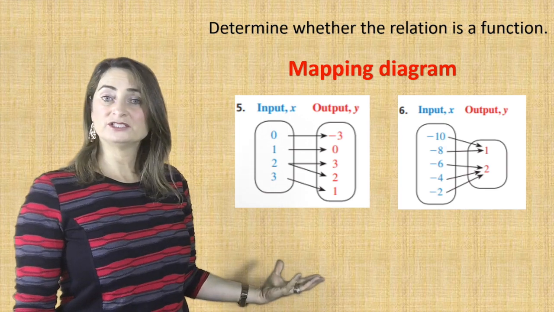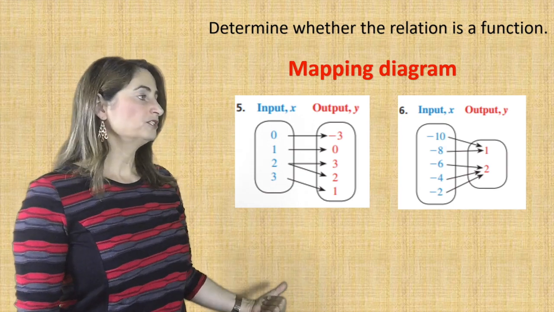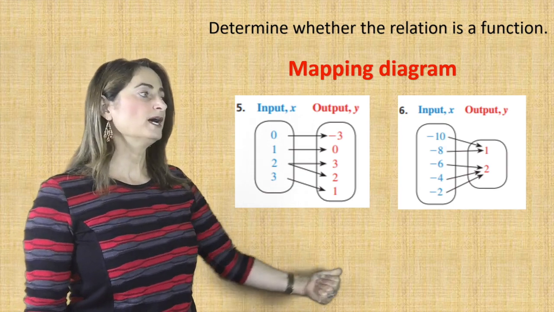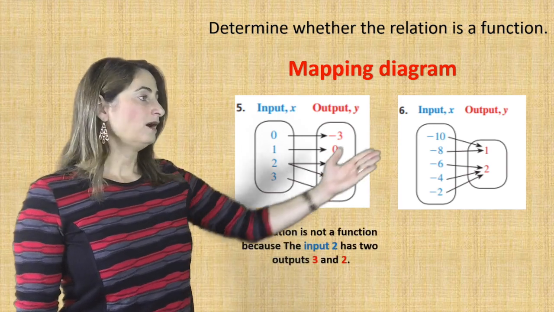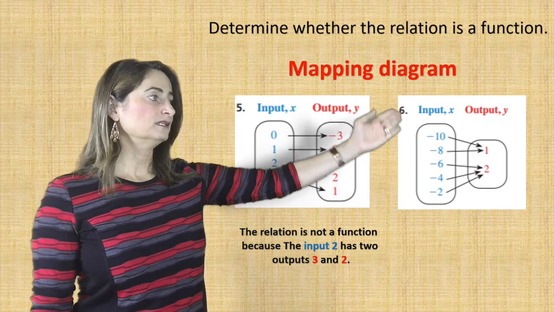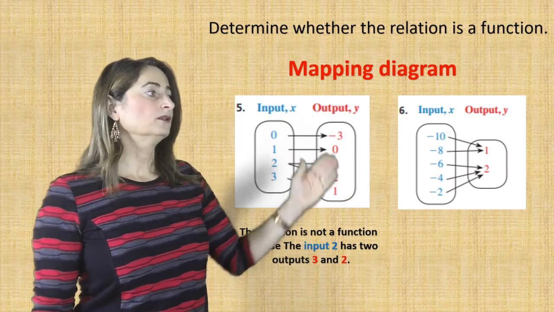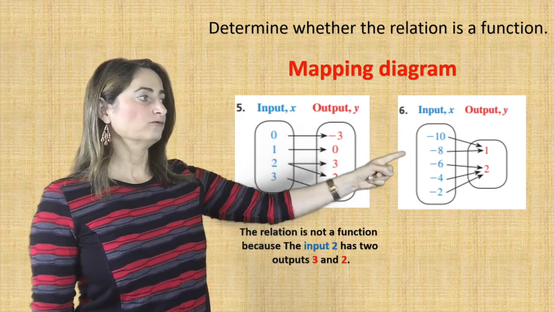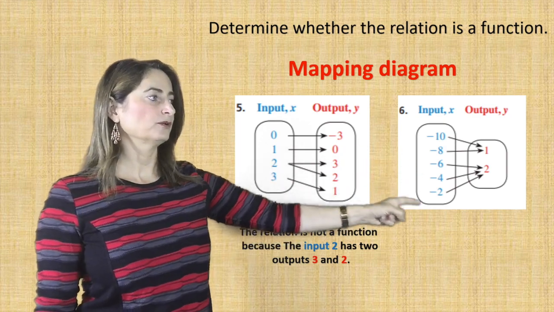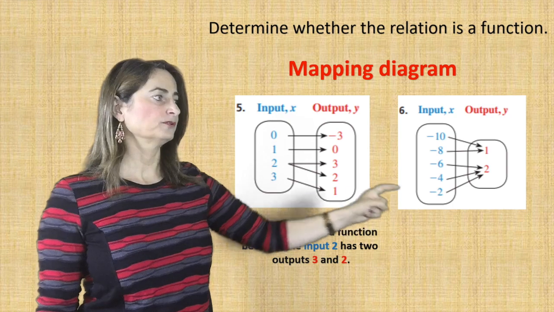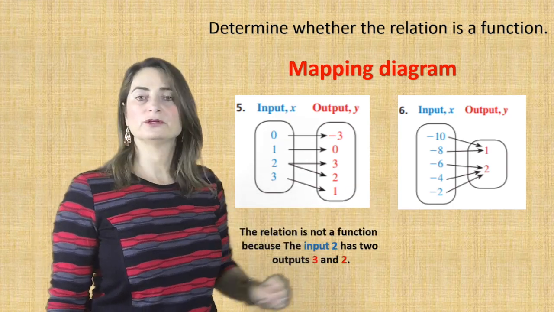So is it a function? No. So the relation is not a function because the input 2 has two outputs, 3 and 2. Now let's look at number 6, the input and the output. Look how -10 has an output of 1, -8 has an output of 1, -6 has an output of 2, -4 has an output of 2, and -2 has an output of 2.